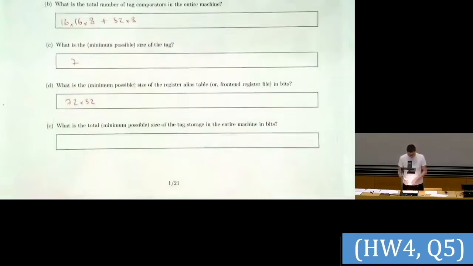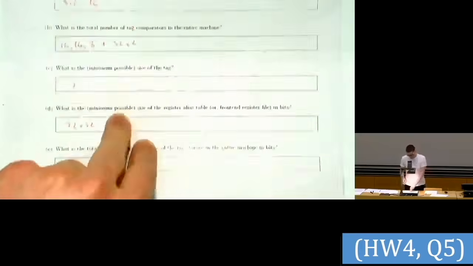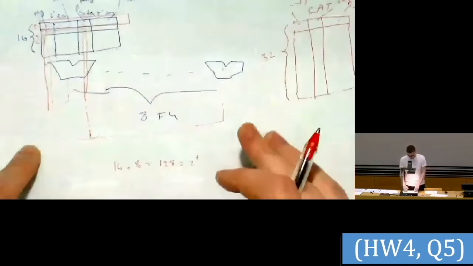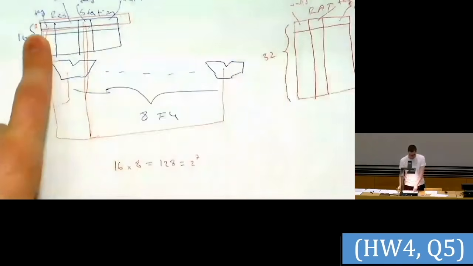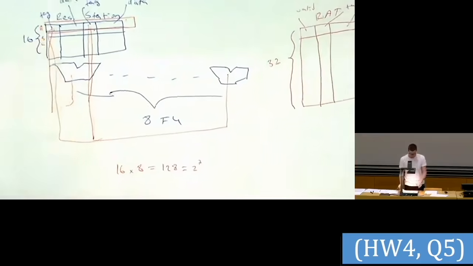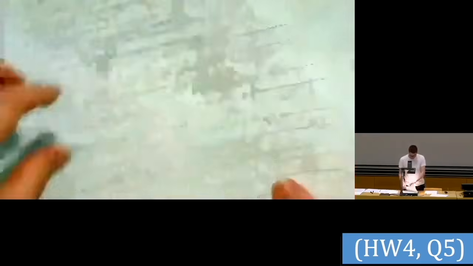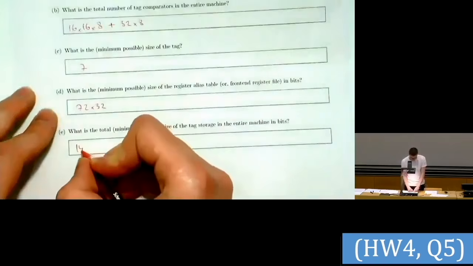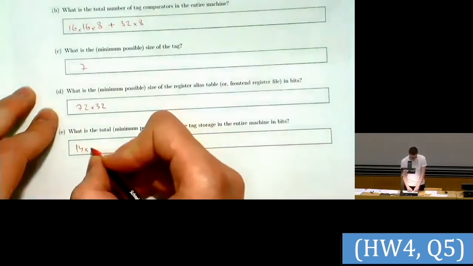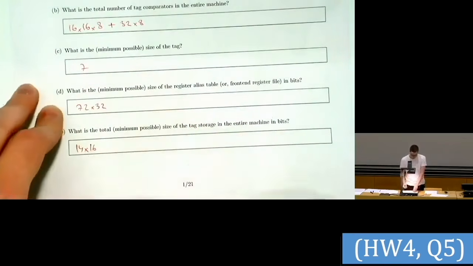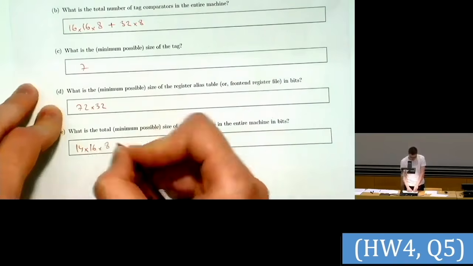And then the last part is, what's the total size of the tag storage in the entire machine in bits? So it only asks about tag storage right now. So we should include the tag storage in the register alias table as well as in the reservation stations. In the reservation stations, we have 2 tags per entry, right? So it is 14 bits because we know the tag is 7 bits. So it is then 14 multiplied by 16 because we have 16 entries per reservation station and there are 8 of them, right?